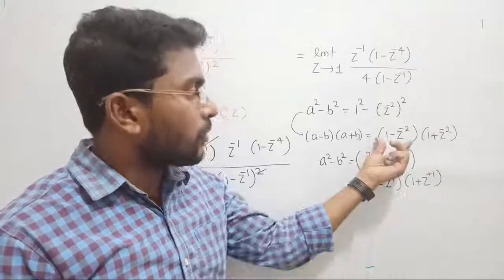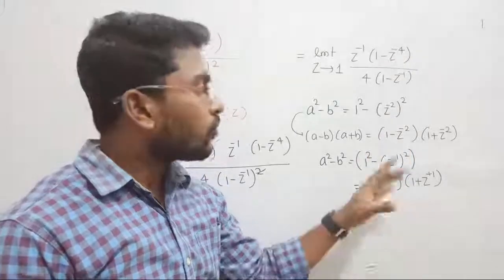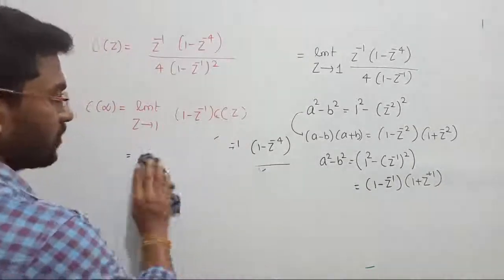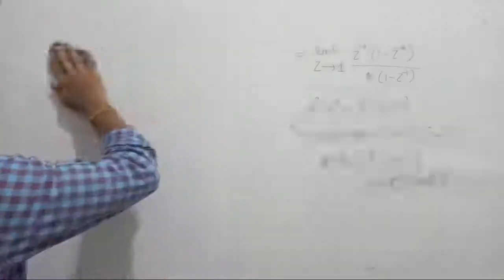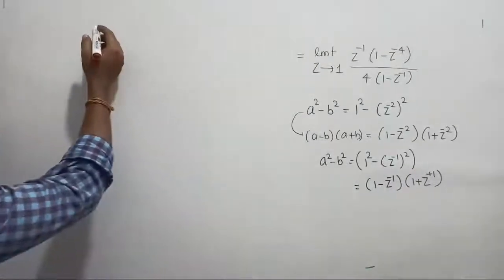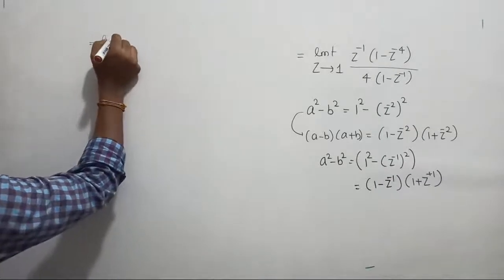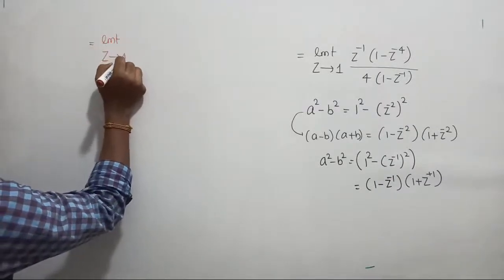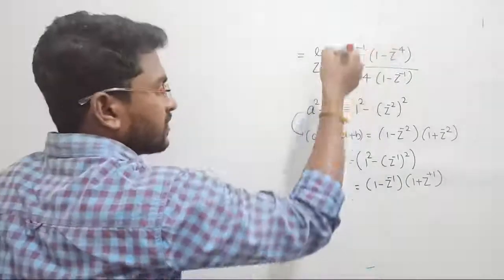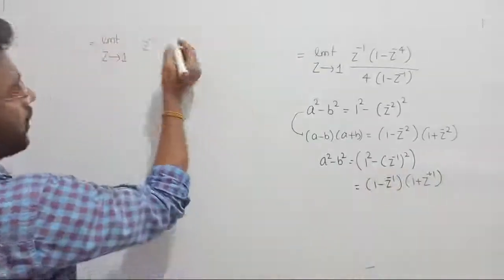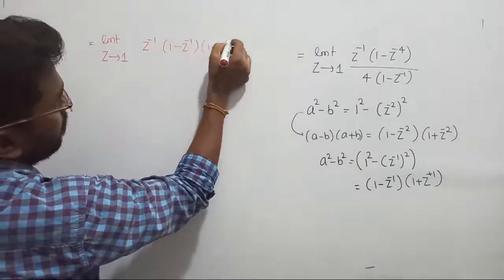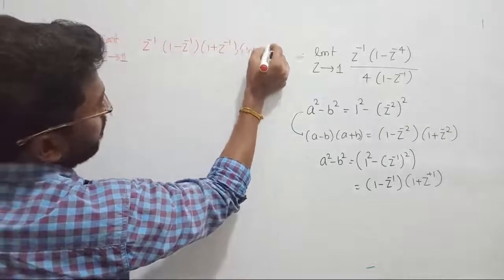Again this 1 plus z power minus 2 can be replaced like this. So finally what are we getting? Let me write the answer. Limit z approaching 1, right? And this function can be written as z power minus 1 into this 1 minus z power minus 4, which would be replaced by 1 minus z power minus 1 into 1 plus z power minus 1 into 1 plus z power minus 2.